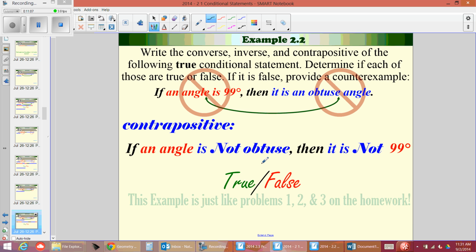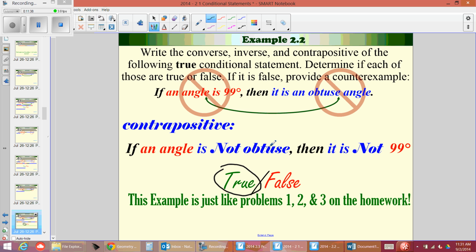Now, contrapositive. If an angle is not obtuse, it is not 99 degrees. If an angle is not obtuse, that means it's either a straight angle, a 90-degree angle, or an acute angle. Then it is not 99 degrees. Is a straight angle 99 degrees? No. 90-degree angle? No. Acute angle? No. So this statement is true, because if it's not obtuse, then it is not 99 degrees. I like it. Good to go.